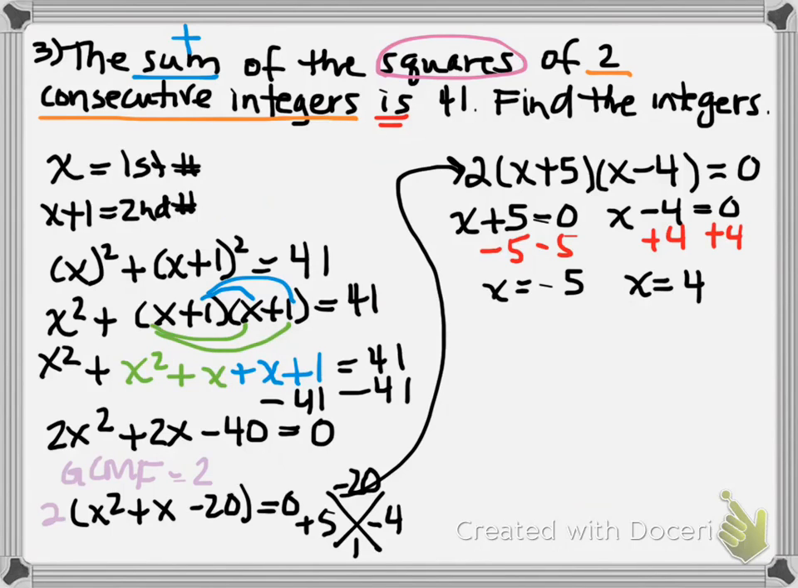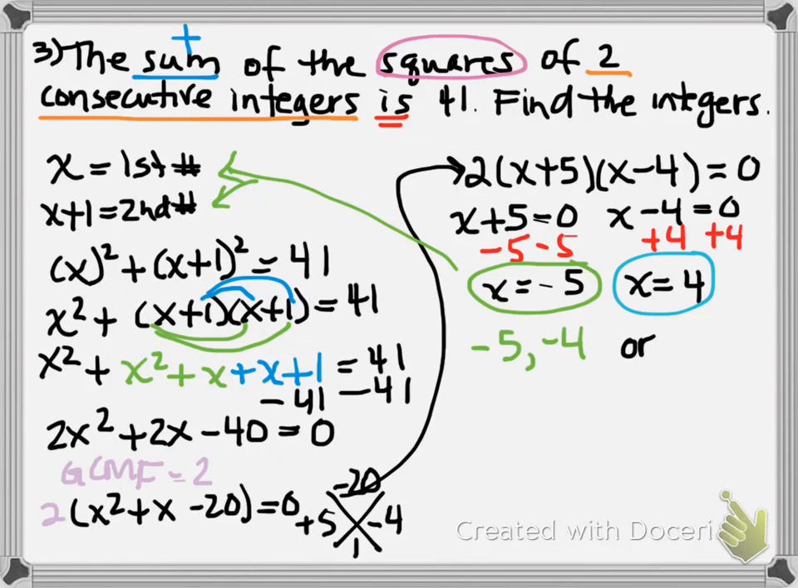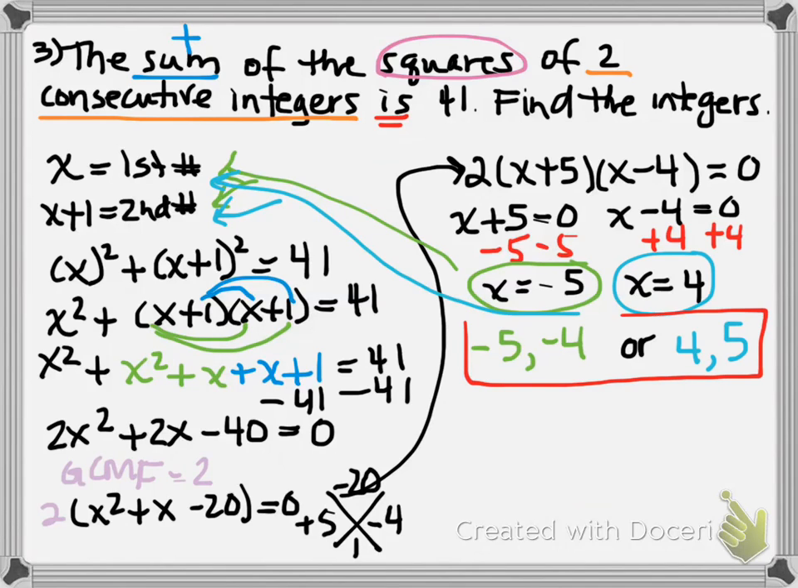Set 1, plug into my definitions, x would be negative 5, and x plus 1, negative 5 plus 1 is negative 4. So that's one solution. Or the other solution, plug in 4 into those definitions. So x would be 4, and 4 plus 1 is 5. So both sets of answers are valid, and there you go. All right, next one.